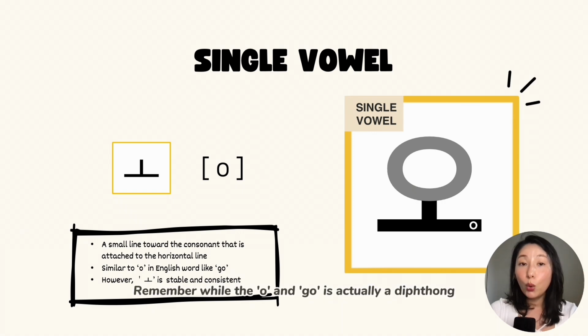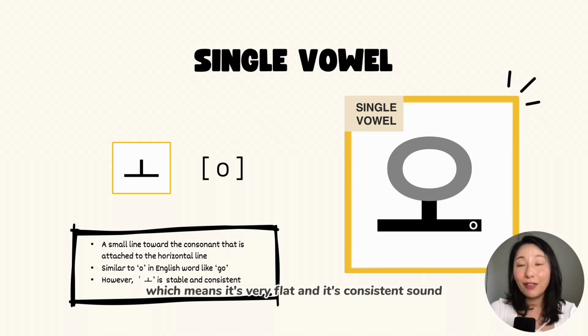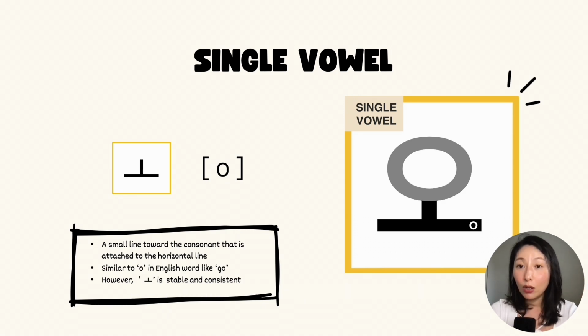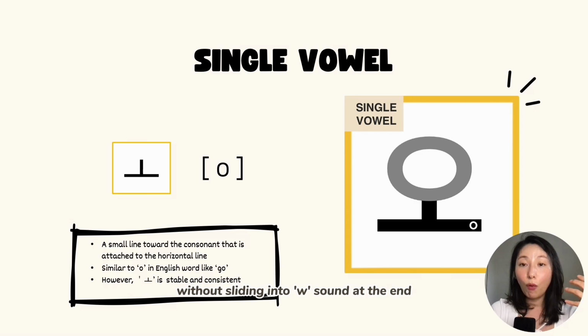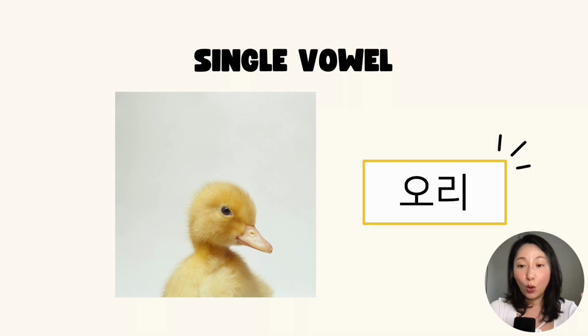Remember, while the O in go is actually a diphthong, the Korean 오 is a monophthong, which means it's very flat and a consistent sound. It is important for learners to focus on maintaining a steady vowel sound without sliding into a u sound at the end. Listen to the word that starts with the vowel 오. 오리, 오리, 오리. A duck is 오리 in Korean.